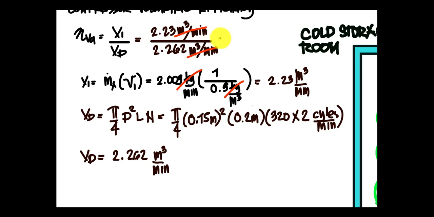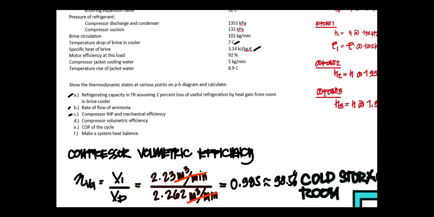So we now have the volumetric efficiency, which is equal to 0.98985, or let's say 98.5% for the volumetric efficiency. So we have already computed the volumetric efficiency. Next, we're going to compute the COP, or coefficient of performance of the cycle.